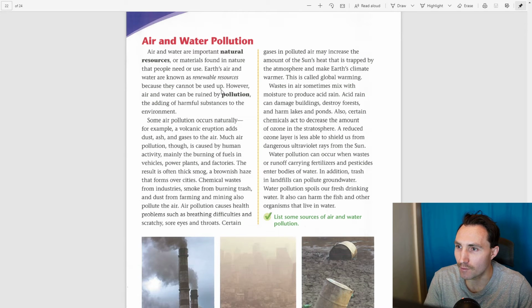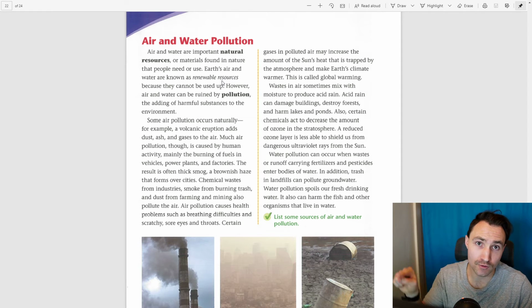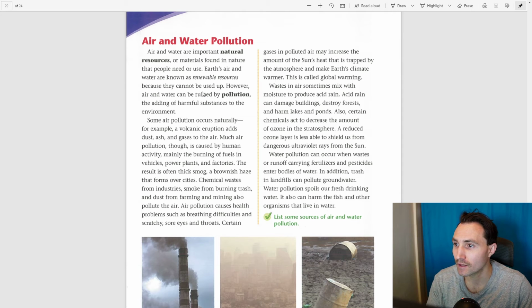Air and water are important natural resources. And here's a little definition of it: materials found in nature that people need or use. So that's a little definition of natural resources. Earth's air and water are known as renewable resources, right? The water cycle, we don't lose it, it just gets renewed because they cannot be used up.